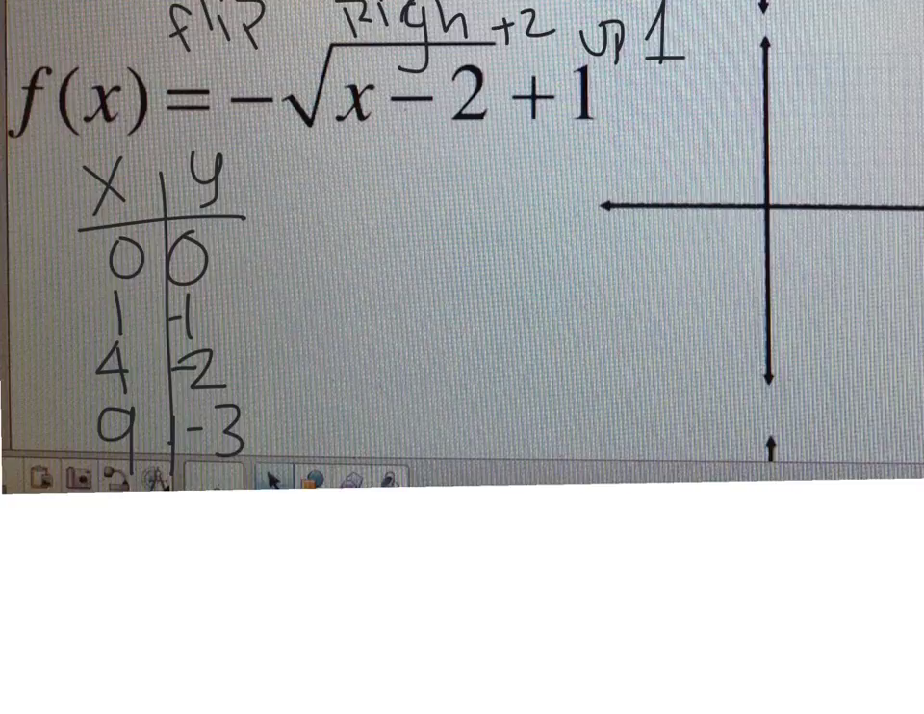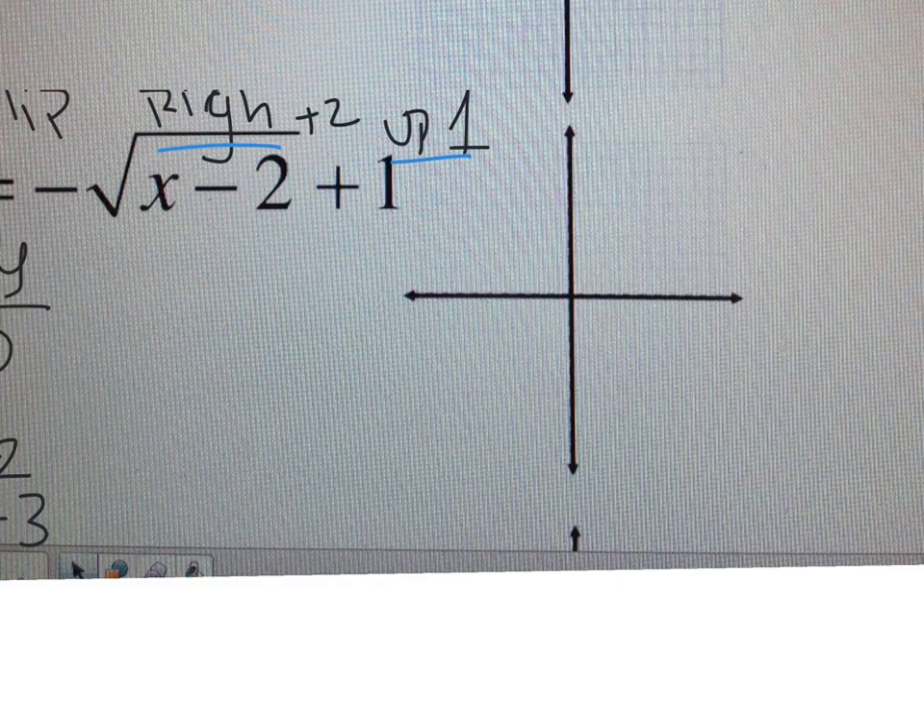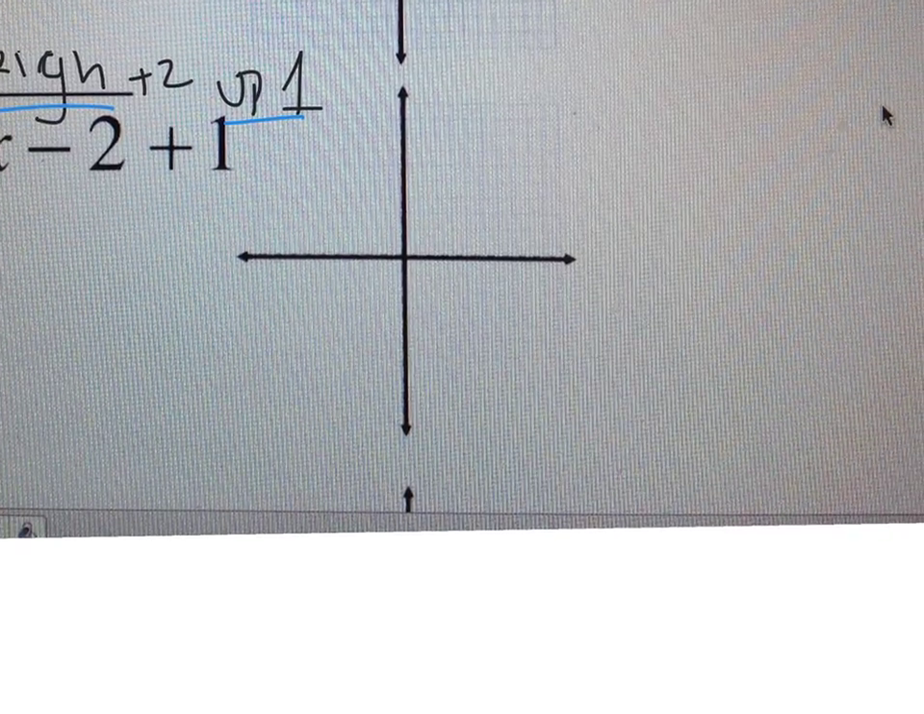And if it was at (9, 3), now it's going to be at (9, -3). Now, beyond just flipping it, we also have to move each point right 2 and up 1. So first, with my (0, 0) point, I'm going to move it.